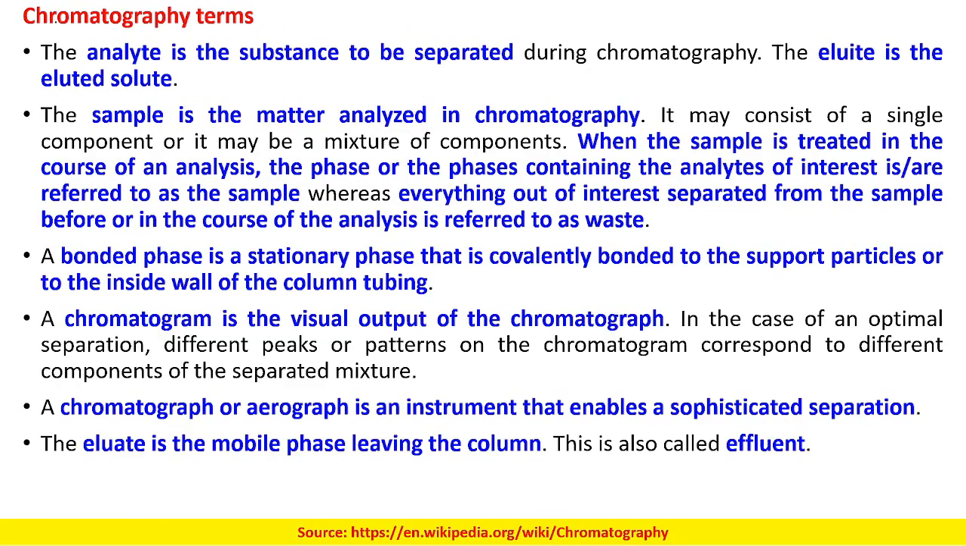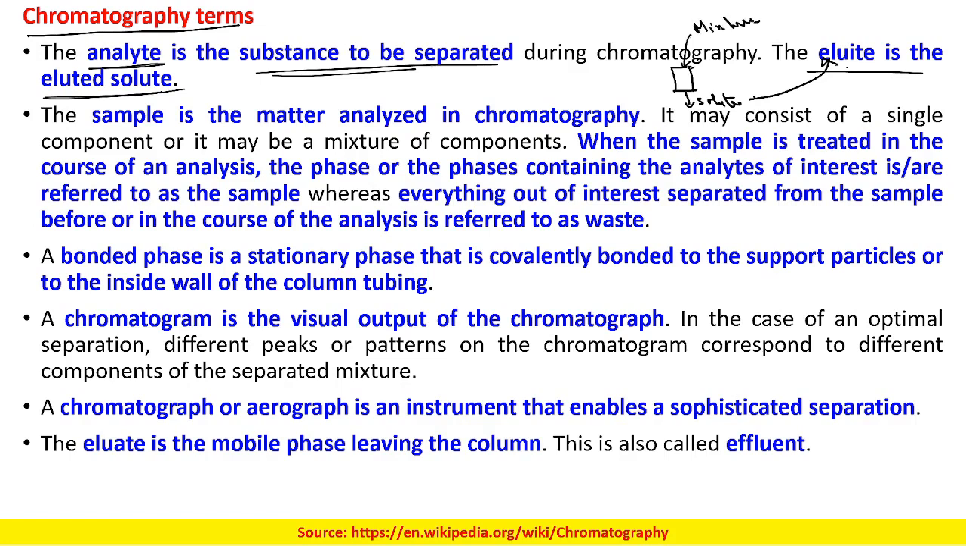Now, chromatography terms, as I told you. Analyte is the substance to be separated. The eluate is the eluted solute. So you have the chromatography system, and the solute which is coming out is called the eluate. The sample is the matter which is being analyzed in the chromatography. So the sample or the mixture which you are putting in, by dissolving it in the mobile phase, is called the sample. In, it is called sample. Out, whatever purified solutes you are getting, that is eluate.